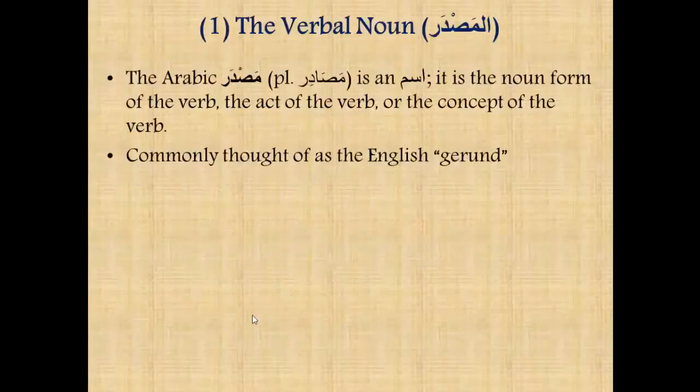Topic number 1, the verbal noun, the masdar. The Arabic masdar, plural masadir, is an ism. Okay, it's an ism, it is a noun. It is the noun form of the verb, or the act of the verb, the action of the verb, or the concept of the verb. So these are three different ways to think about the masdar: the noun form of the verb, the act of the verb, or the concept of the verb.